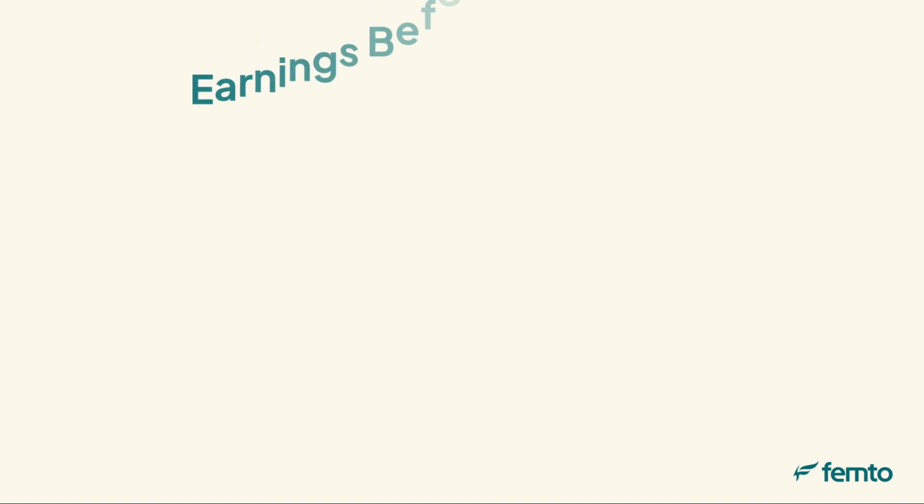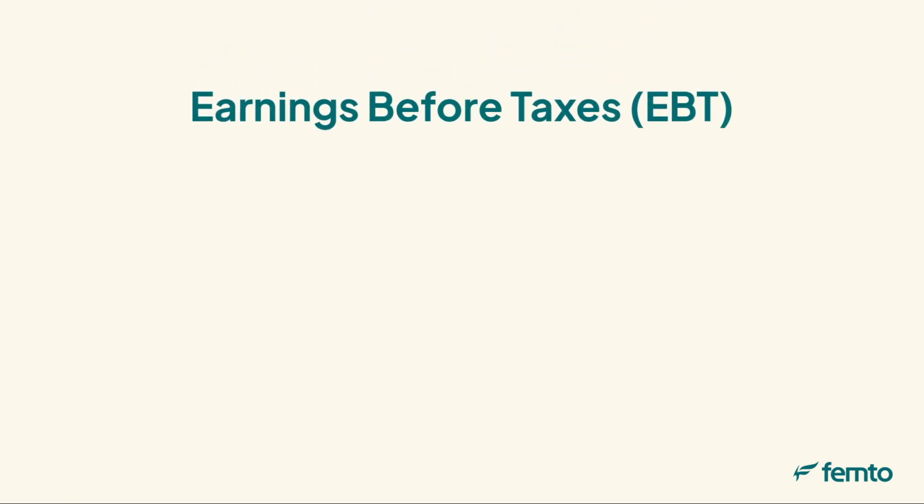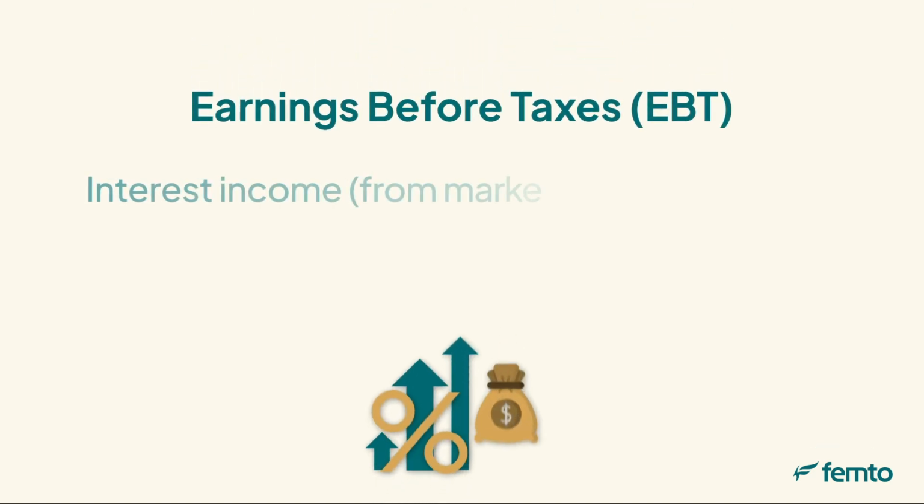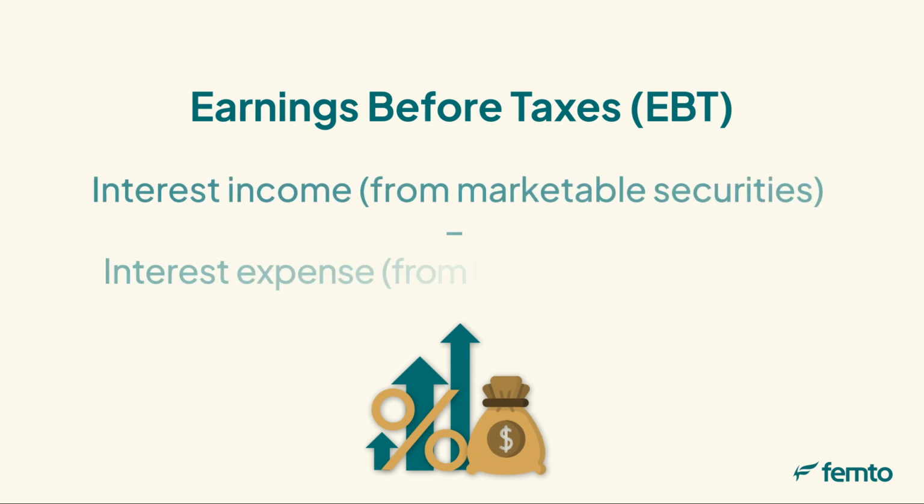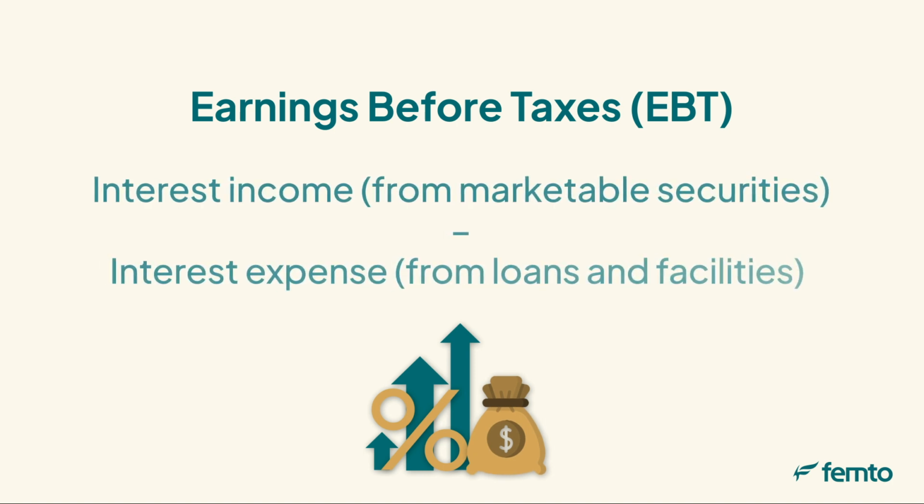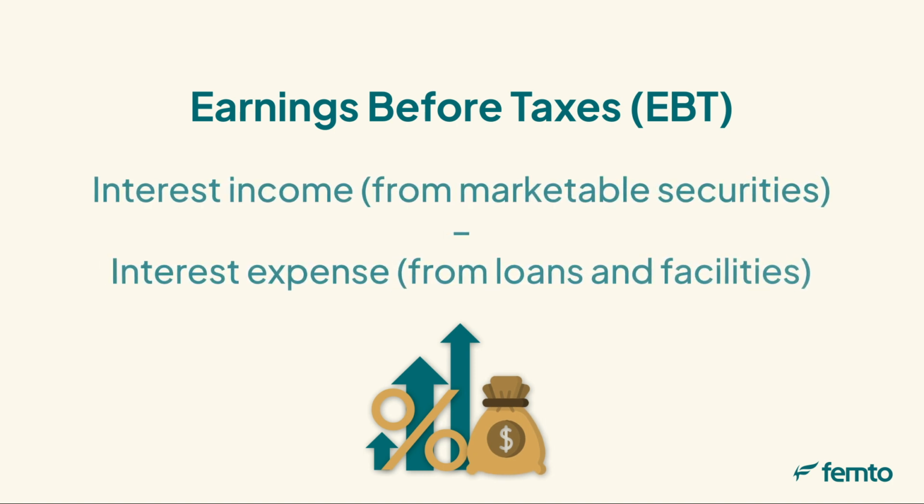The fourth point is earnings before taxes, and it is calculated by adding interest income received from marketable securities and deducting interest expenses paid on loans. Hence, adding the impact of financing and investing decisions to operational performance.